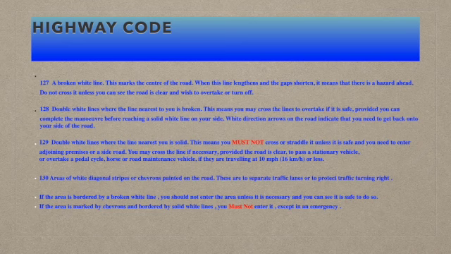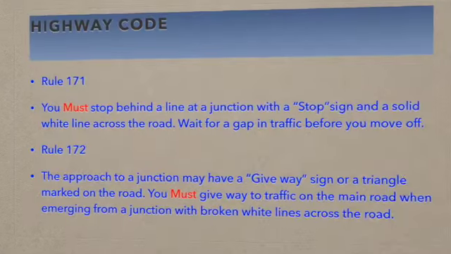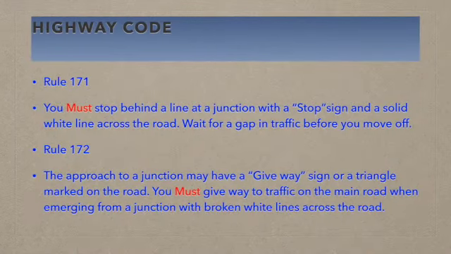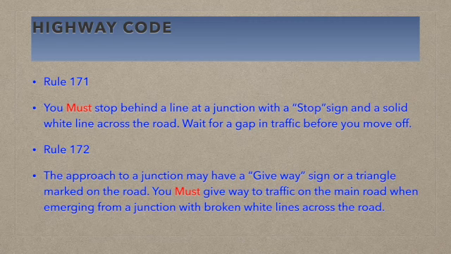Rule 130. Areas of white diagonal stripes or chevrons painted on the road. These are to separate traffic lanes or to protect traffic turning right. If the area is bordered by a broken white line, you should not enter the area unless it is necessary and you can see it's safe to do so. If the area is marked by chevrons and bordered by solid white lines, you must not enter unless in an emergency.